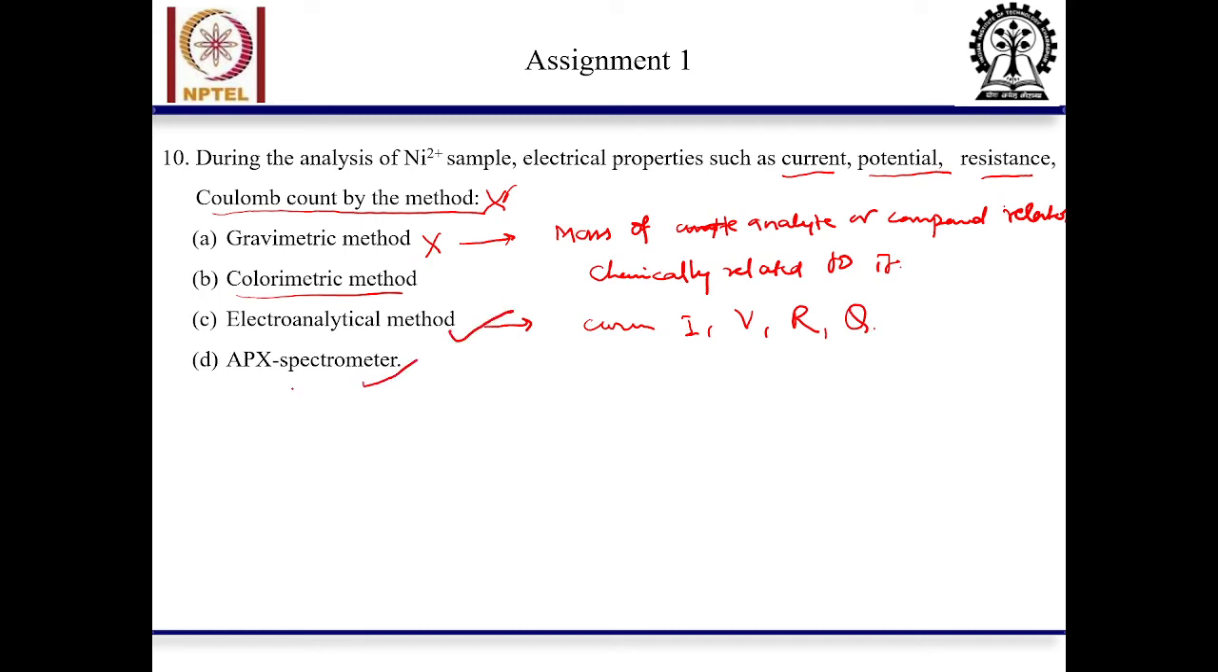As for APX, I already told you that A is alpha, P means proton, and X is the X-ray spectrometer. So alpha proton X-ray spectrometer is the full form of APX. So this is the answer.